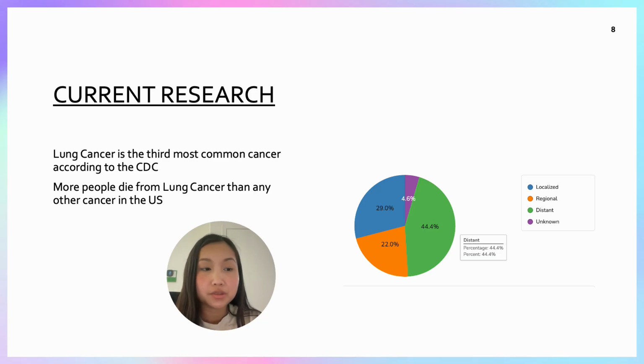From 2018 to 2022, nearly half of all lung cancers were diagnosed at a distant stage. This means that the cancer had spread from the lungs to other parts of the body. A quarter of lung cancers were found at a localized stage, which means the cancer stayed in the lungs, and less than a quarter remained at the regional stage. So the cancer spread to nearby lymph nodes, tissues, or organs.